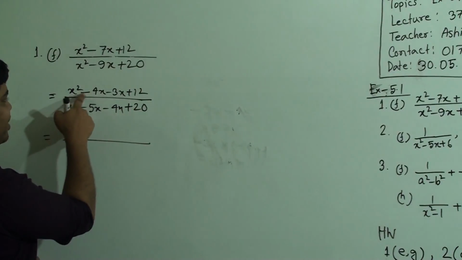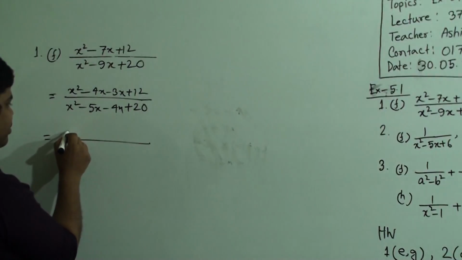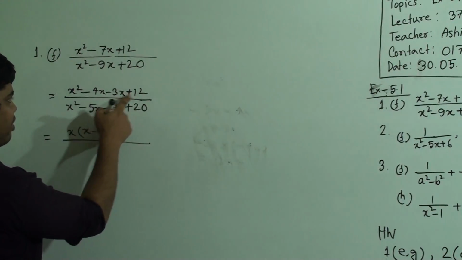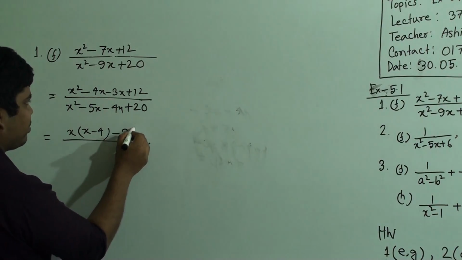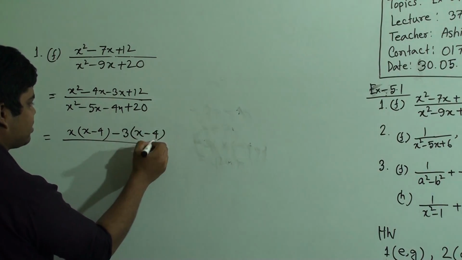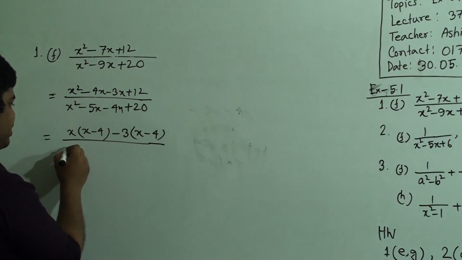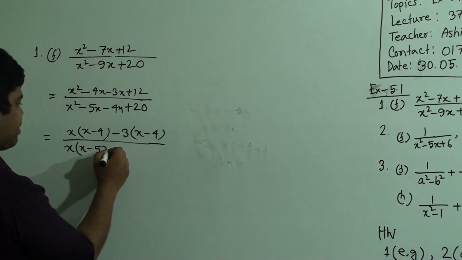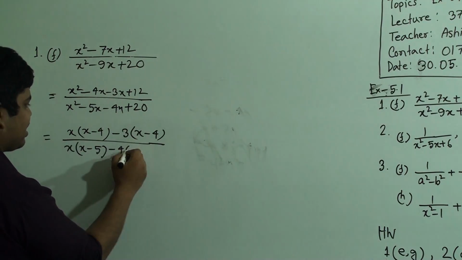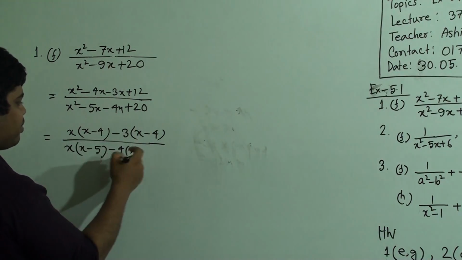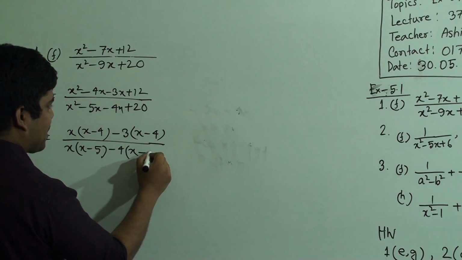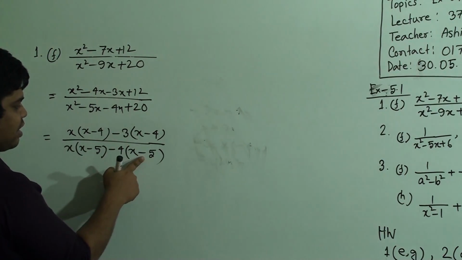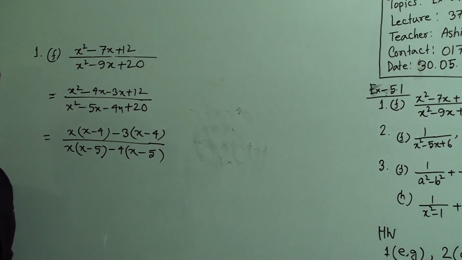Then from the first two terms of the numerator we take x common and left x minus 4, and from these two terms we take 3 common and left x minus 4. And from these two terms x common, left x minus 5, then we take minus 4 common and left x. If we divide 20 by 4, then we get 5. So here minus, for this reason in the bracket the sign will be minus.